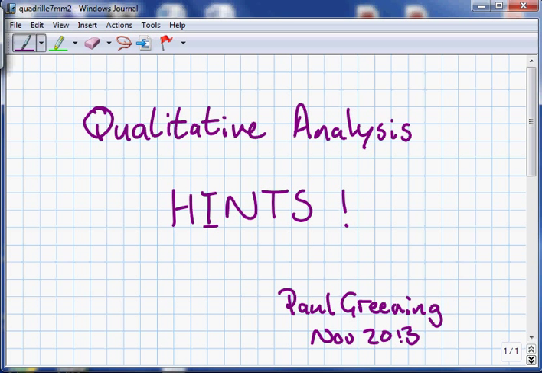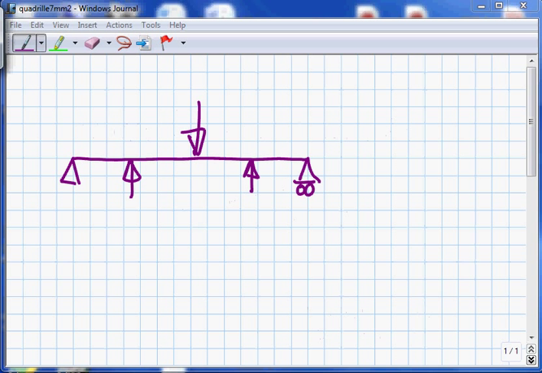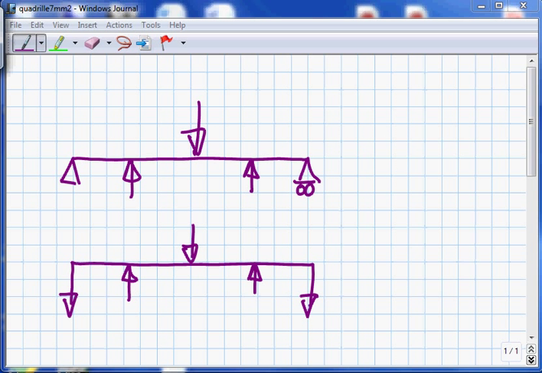So this little video is intended to give you a few hints on solving the sort of qualitative analysis problems that we looked at in class the other day. So here's an arbitrary sort of problem, a simply supported beam with three forces, and here is the likely free body diagram.